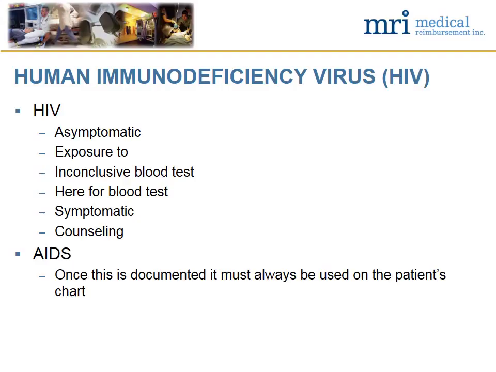HIV, if the patient is coming in with anything related to the HIV condition, that needs to be noted in the chart because that will determine the sequencing of the codes. If you do any type of counseling with the patients regarding this, that also needs to be documented in the patient's chart.